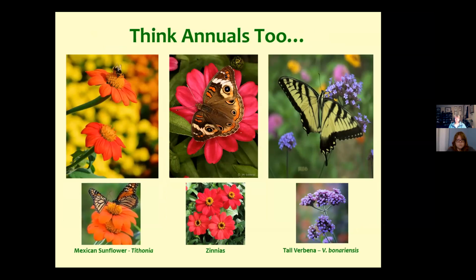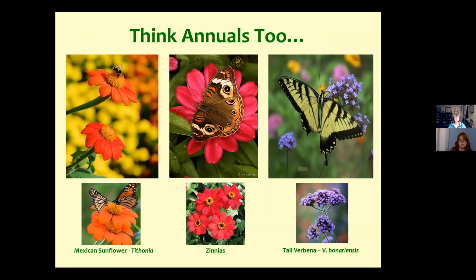Mexican sunflower, tithonia, the zinnias, the tall verbena, Verbena bonariensis. All three of these bring in all kinds of stuff. I have a nursery near me where I ask her each year to grow me a flat of Mexican sunflower. Most people grow it from seed just fine, but it'll get tall, okay? But it is amazing as an attractive plant to the pollinators.